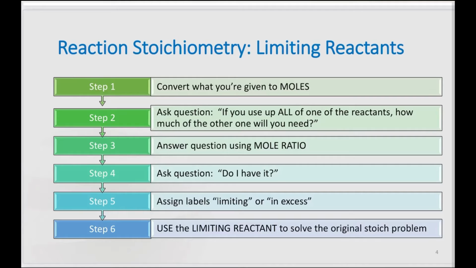So what are the steps we're going to follow? Well, step 1, I want you to convert what you're given to moles. What do I mean by that? You're going to be given values for all of the reactants you have in the reaction. You're going to be given values in either volume, or atmospheres, or grams, or some type of measurement. Make sure to convert all of them to moles.